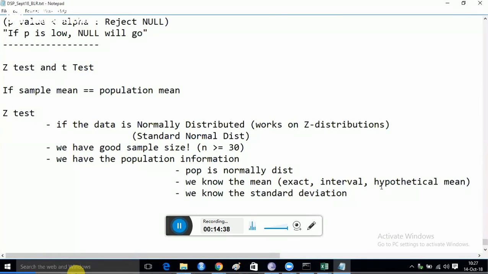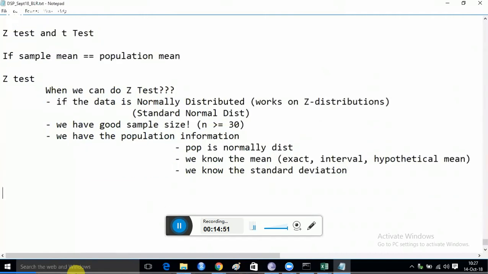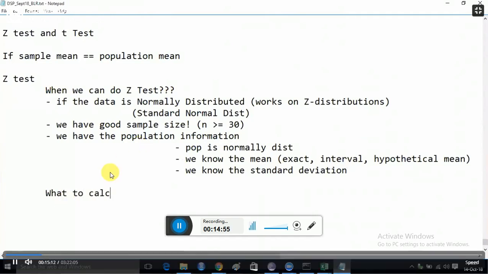And of course, we know the standard deviation. So those are the places where we can do a z-test, right? That's the first WH question. The next WH question is what to calculate. What did we calculate?